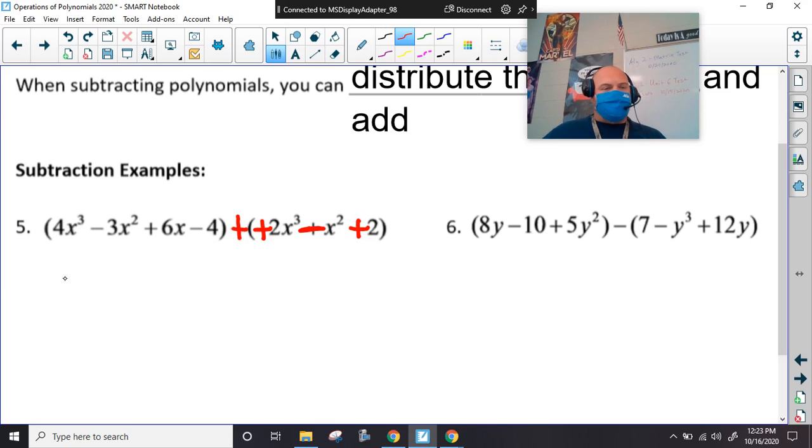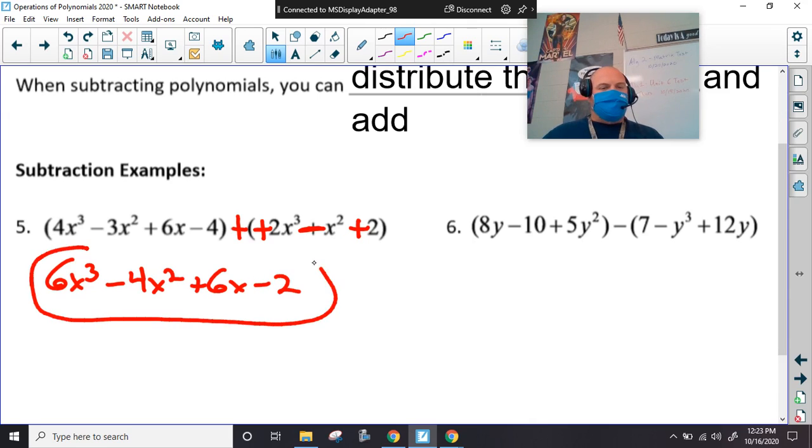So now, I'm picking one. Okay, so 4 plus 2, we have 6x cubed. -3 minus 1, so we have -4x squared. No other x terms, so plus 6x. Then -4 plus 2, -2. All right. And I didn't rewrite them. I didn't use my symbols or anything because it's already in standard form. Since it's in standard form like this, it kind of makes things a little bit easier.